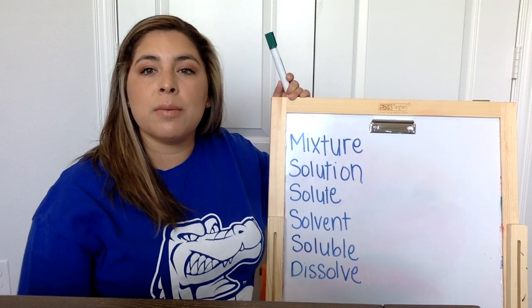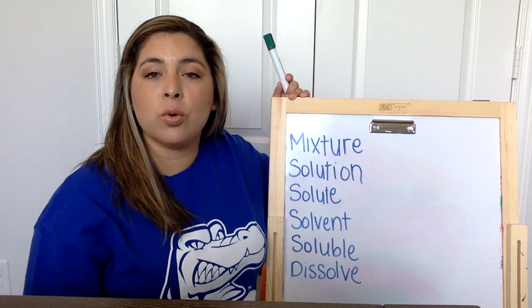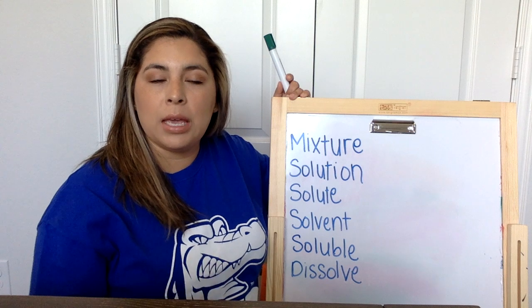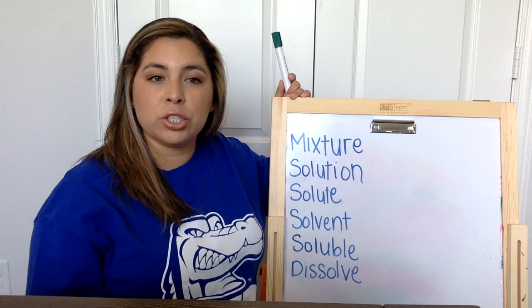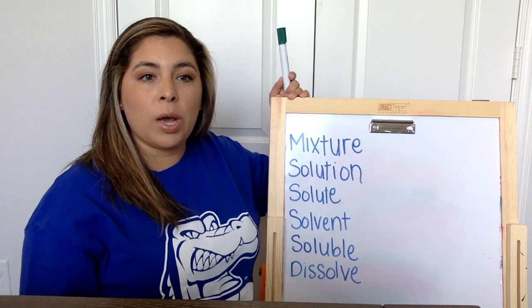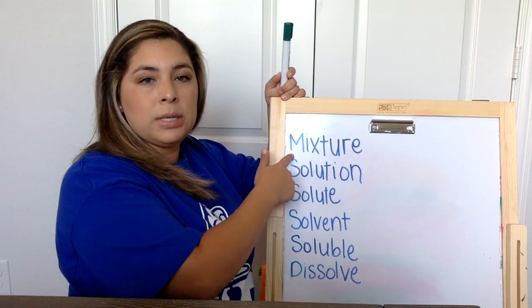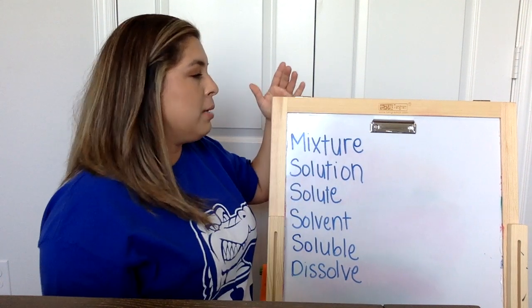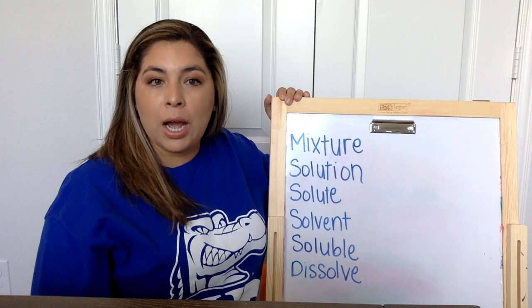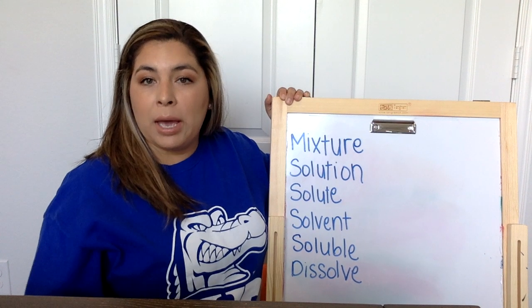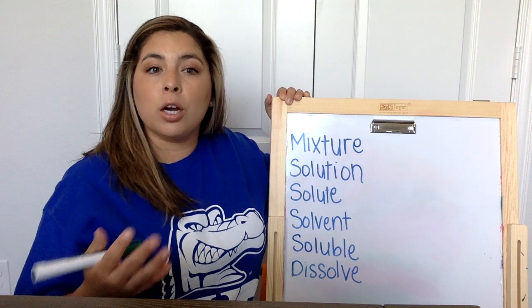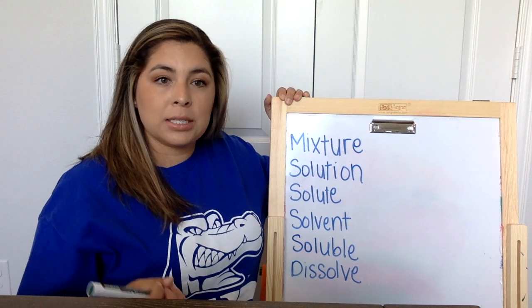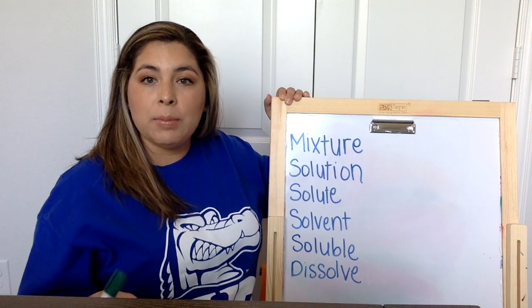So let's review some of the vocabulary that we are going to be seeing in our lesson for today over mixtures. So again, the first one is mixture. We're going to be saying this word a lot because that's what our lesson's going to be over. A mixture is two or more kinds of matter, which matter is anything that takes up space, put together and mixed. So there are, again, two types of mixtures.